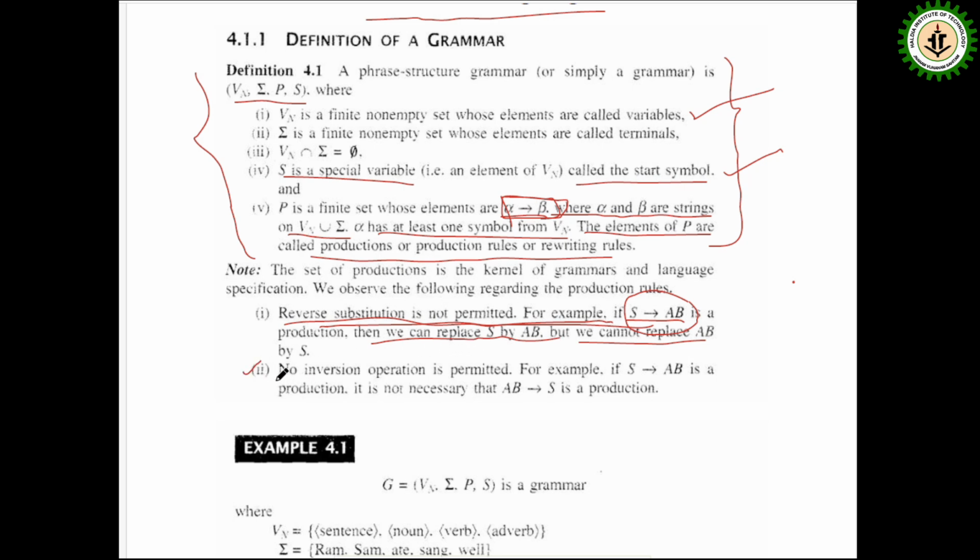And the second thing, no inversion operation is permitted. So if S arrow AB is a production, it is not necessary that AB to S is also a production. If there is a production S to AB, it is not always necessary that AB to S is also a production in the production list. So it is not necessary.